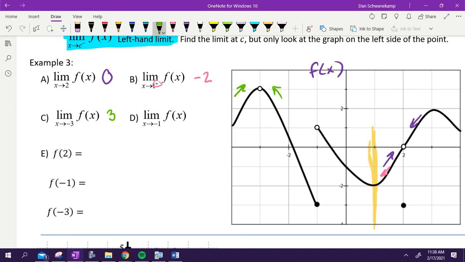The last one, the limit as x approaches -1. Show me with your fingers. What do you think the limit is as x approaches -1?